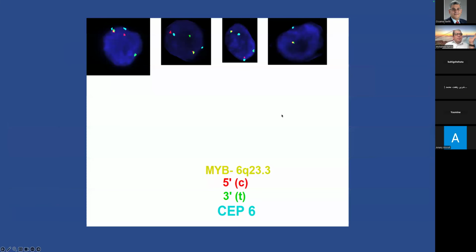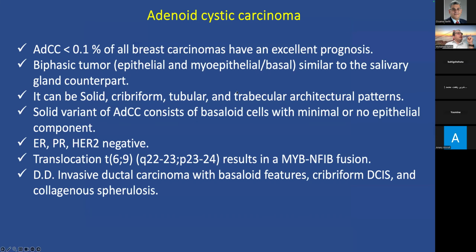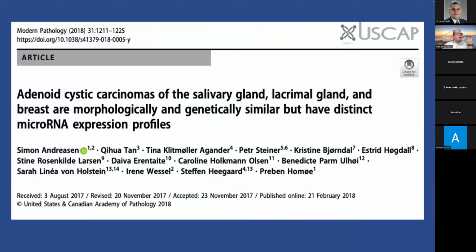They have the MYB fusion. This is a break-apart probe for MYB. And you can see how the two signals here, the green and red, are far apart. So one copy of the gene is broken, the other copy is still fused. So that's adenoid cystic, and we touched base quickly on it.